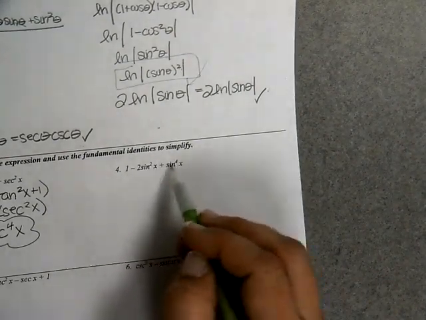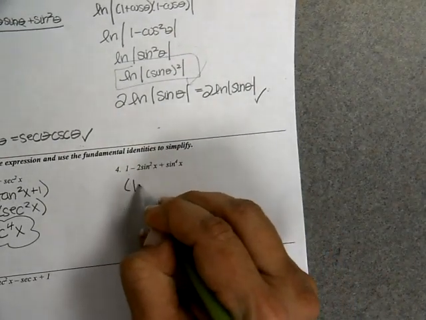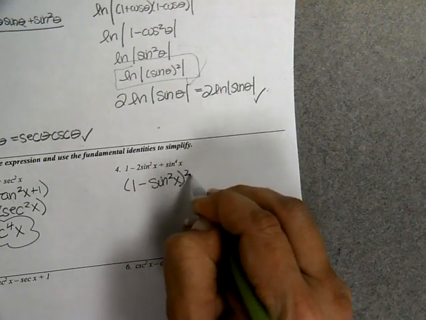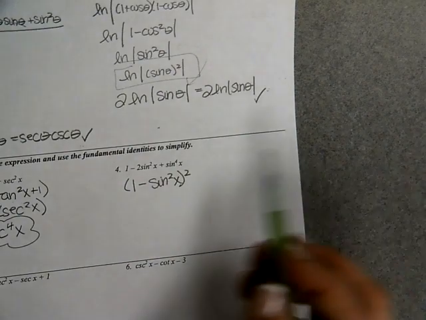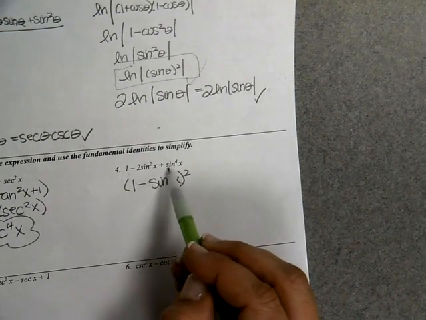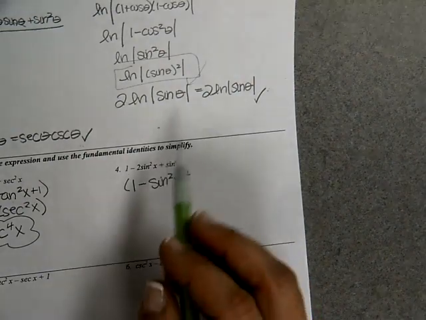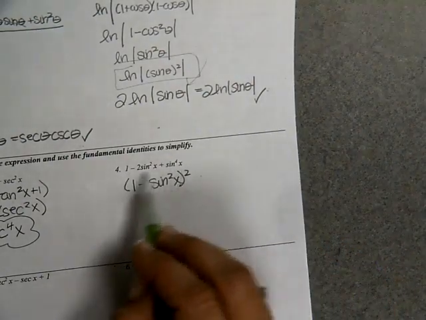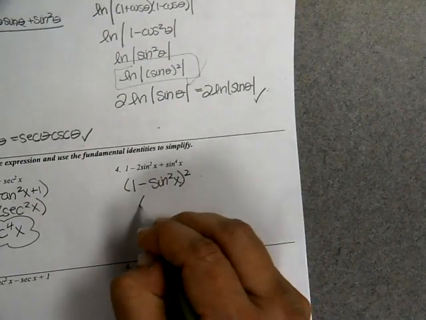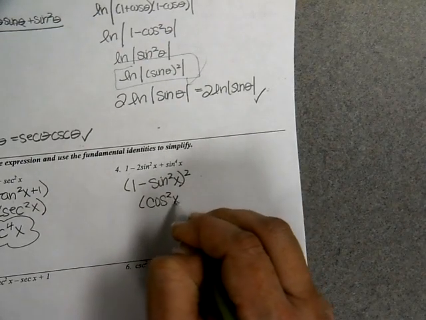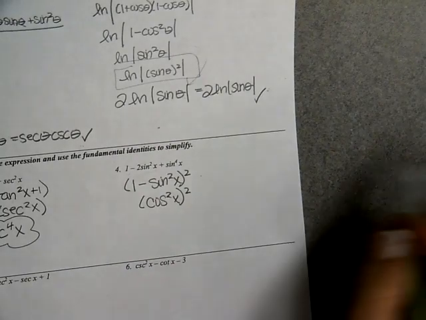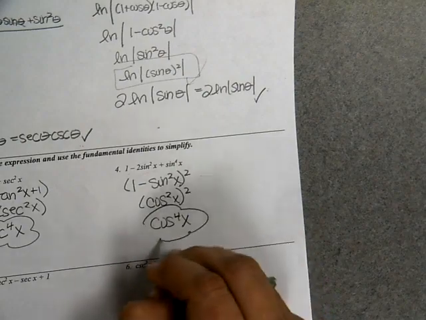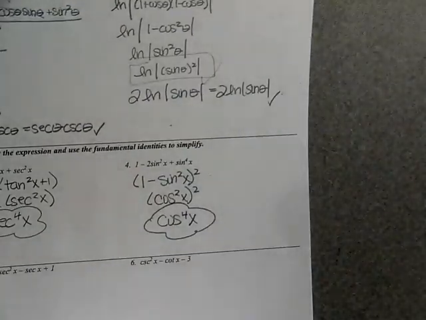Well, this is actually a perfect square trinomial. We can factor that as 1 minus sine squared x, squared. So again, it has that perfect square trinomial form. And again, using the fundamental identities, 1 minus sine squared x is the same as cosine squared x. And so then cosine squared x, squared would be cosine to the fourth x. And that's as simple as we can make it.